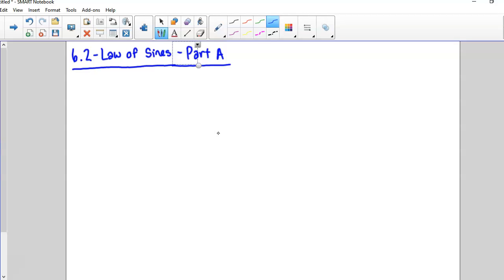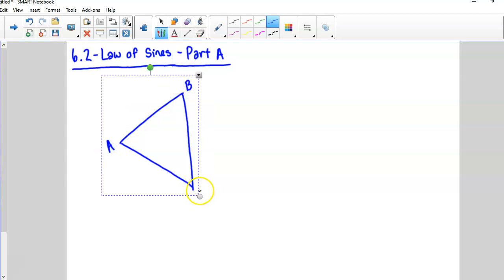And so first thing I'm going to do is just draw a triangle here that is not a right triangle, and I'm just going to label it capital A, capital B, capital C. And I want to point out something here. Notice that I'm labeling these vertices with capital letters. So that's how we label our vertices.